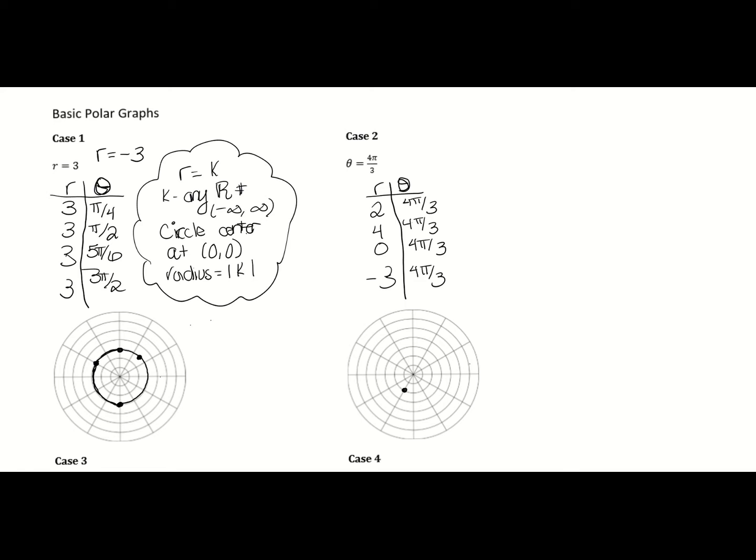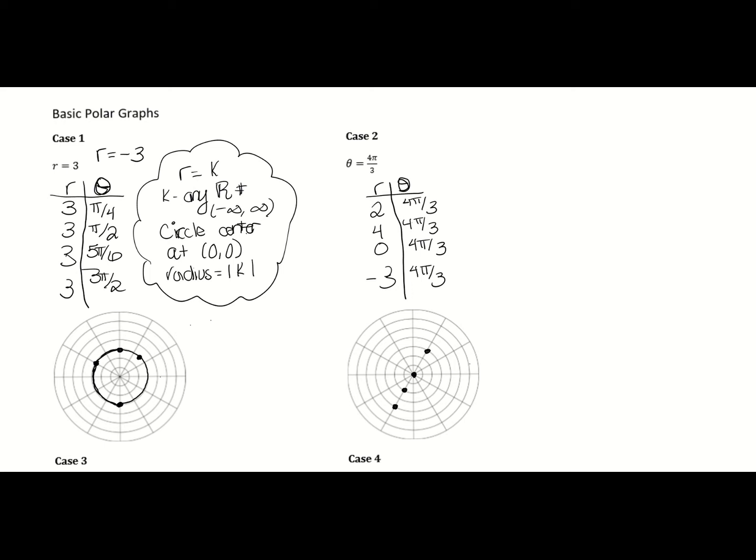Then if I go to (4, 4π/3), that would put me still in quadrant 3, but a little bit further down. If r is 0, anytime the radius is 0, that means that you're at the origin, no matter what the angle is. And then if I have a negative radius, that means I need to go backwards. I need to back up from 4π/3. So 1, 2, 3.